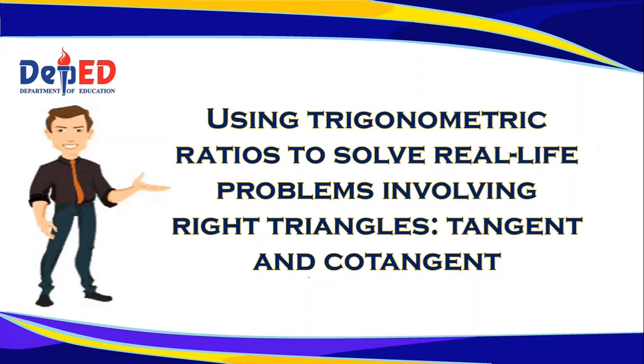Our lesson is all about using the trigonometric ratios to solve real-life problems involving right triangles. What are the 6 trigonometric ratios? What do you call the ratio of the opposite side to the adjacent side of a right triangle? How about the ratio of the adjacent side to the opposite side? Knowing and familiarizing ourselves with solving trigonometric ratios like tangent and cotangent will help us answer real-life problems involving right triangles.